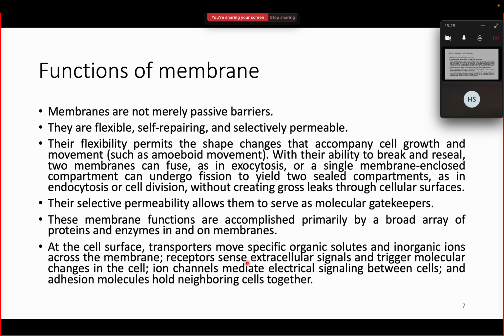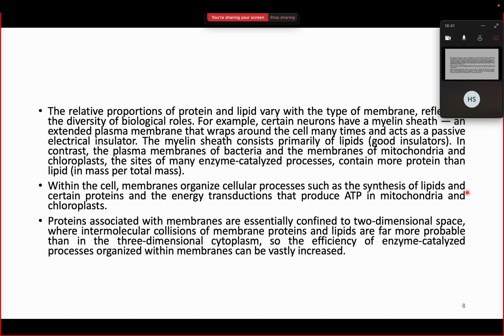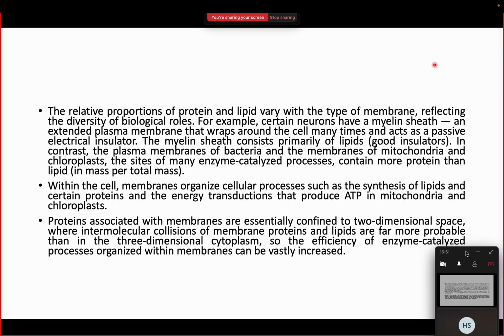Receptors sense extracellular signals and trigger molecular changes in the cell. Ion channels mediate electrical signaling between cells, and adhesion molecules hold neighboring cells together. The other function of the cell membrane includes the relative proportions of protein and lipid, which vary with the type of membrane, right? Reflecting the diversity of biological roles.